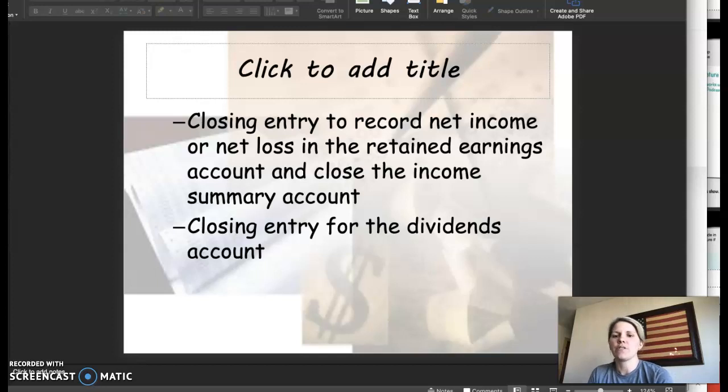Then we have to have a closing entry to record our net income or net loss into our retained earnings account and closing that income summary out. And then finally, we close out our dividends.